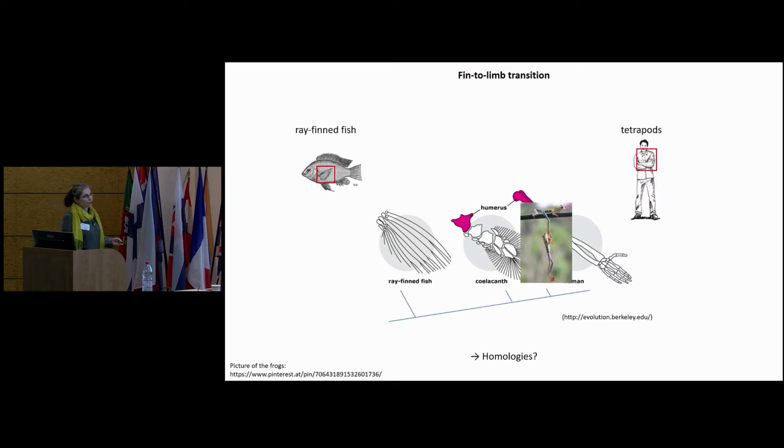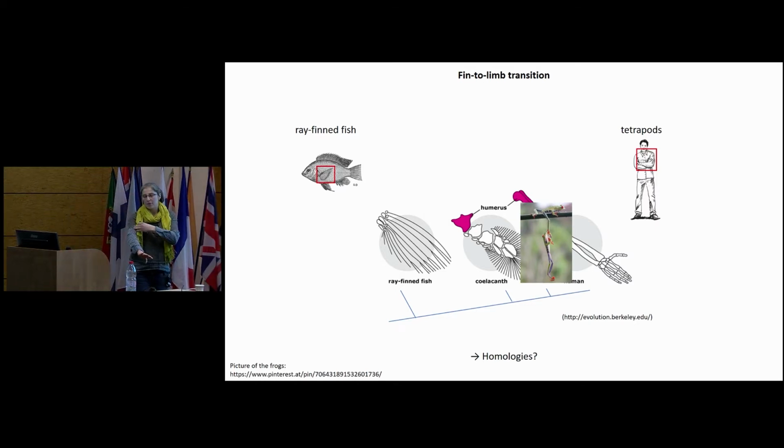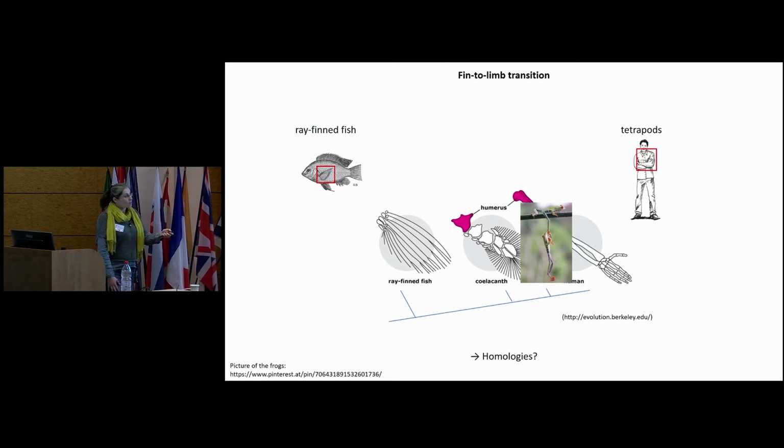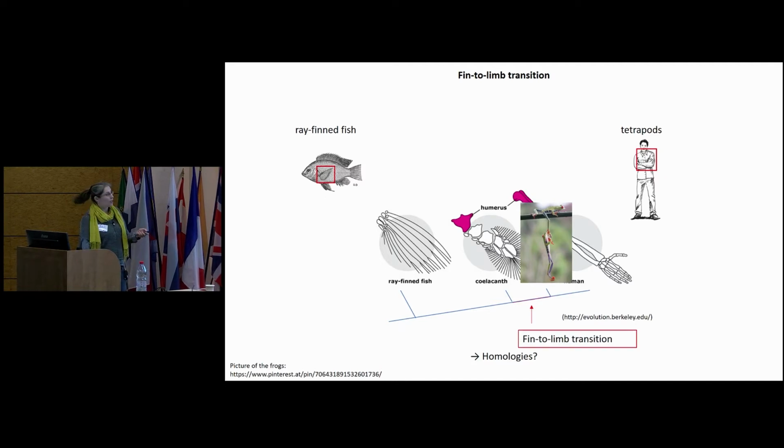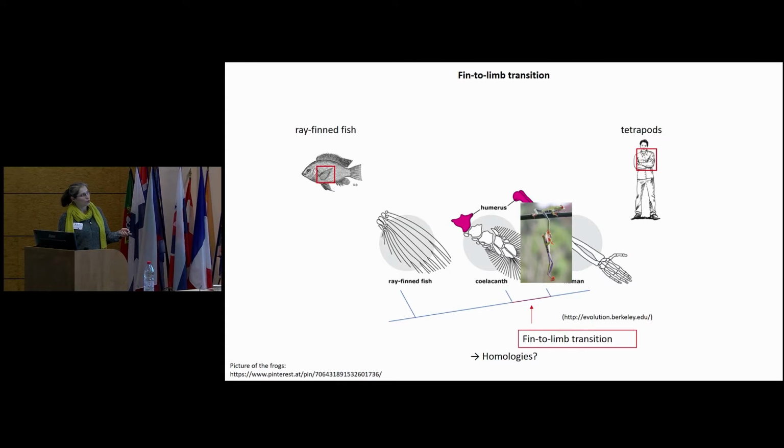When I speak of a limb, I speak of an appendage with digits. And this is what you have in all tetrapods, embracing the frogs, for example, mammals, crocodiles, birds, etc. If we consider the fin-to-limb transition, we will focus today on this part of the evolutionary tree, which is within the lobefin fish, and we will really focus on this element.